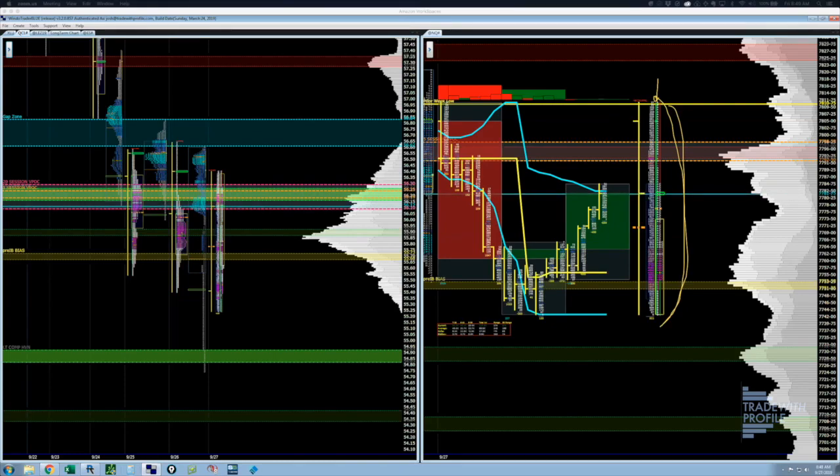If we reject here on the spike and get back through 71, that could be a rejection that gets us short. But if we get back above this area, that could give us juice to go towards 27 in this direction. And that's part of the dynamic of being in a more balanced market, is that really any direction was possible today.